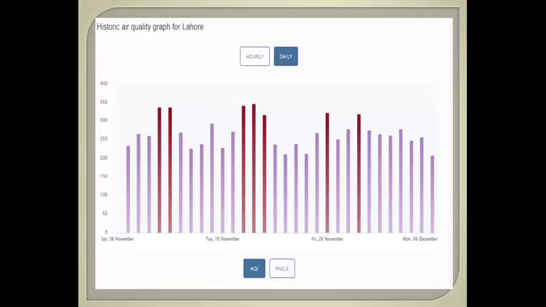This is the historic air quality graph for Lahore in 2021, and you can see that from 6 November 2021 to 6 December 2021, the level of PM 2.5 in Lahore falls into the very unhealthy category, which is purple, and it varies between 250 and 300, and hazardous levels are also seen on some days.